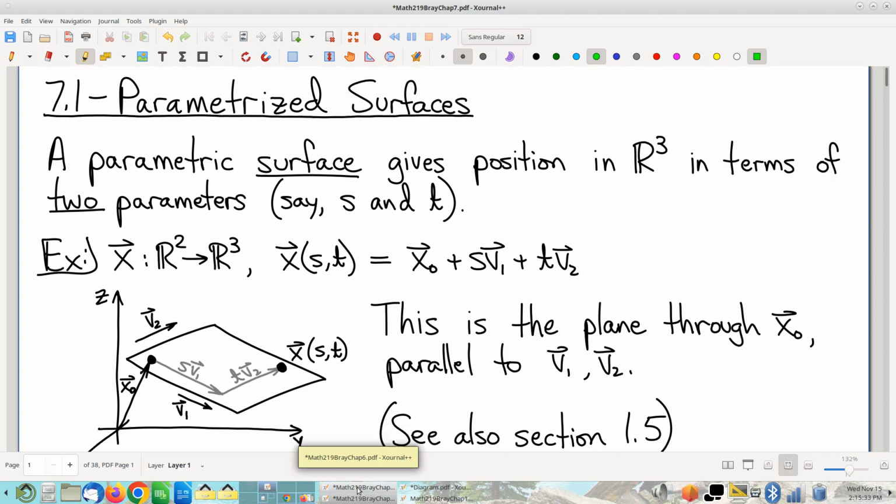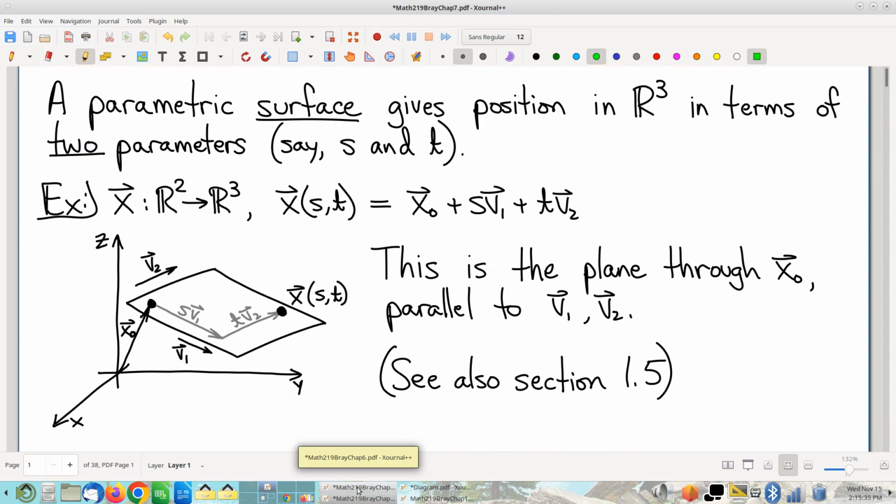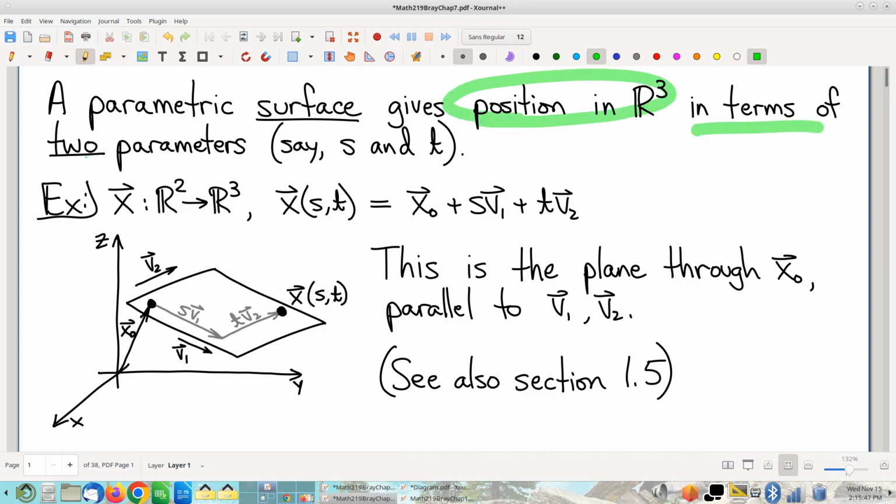First thing I'm going to need to do is talk about how to parameterize a surface. What is a parametric surface? Big idea: a parametric surface is position as a function of two parameters. Now, this may ring a bell. In particular, I know you remember the word parametric. We've talked about parametric curves.